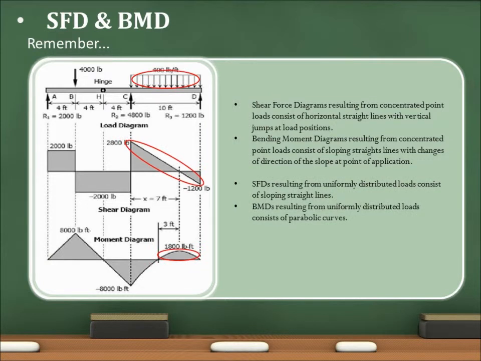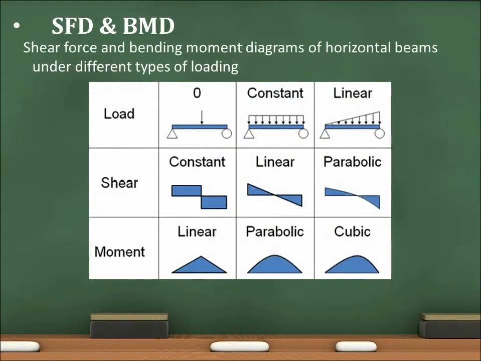When a uniformly distributed load is acting on the beam, the shear force diagram consists of sloping straight lines, and the bending moment diagram consists of parabolic curves. At a pin or hinge joint, the bending moment is always zero. Here are some shear force and bending moment diagrams under different types of loadings.